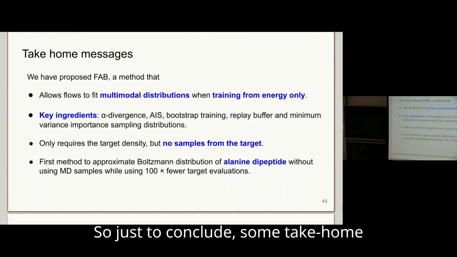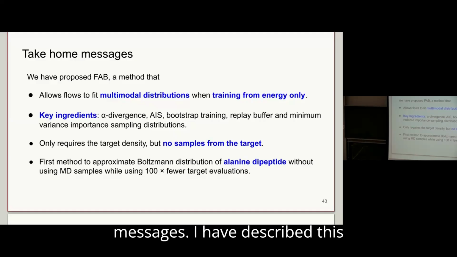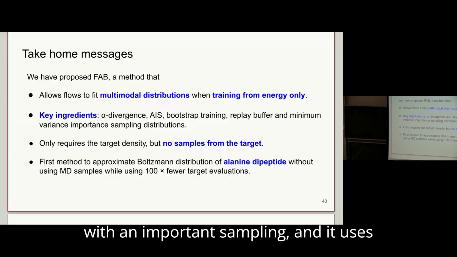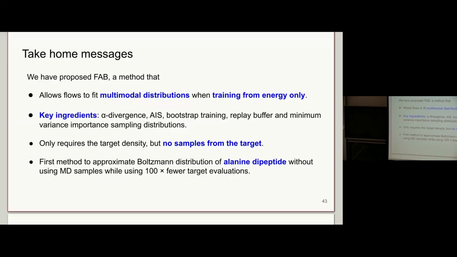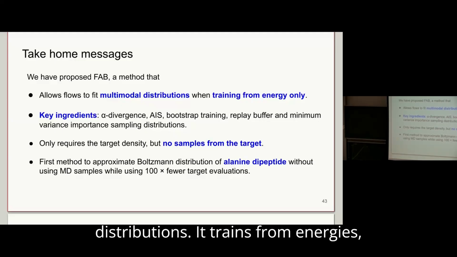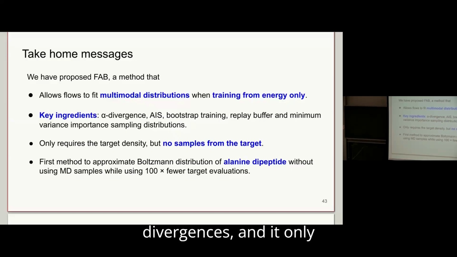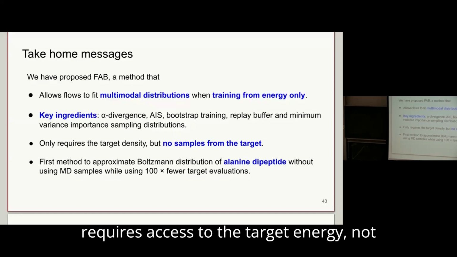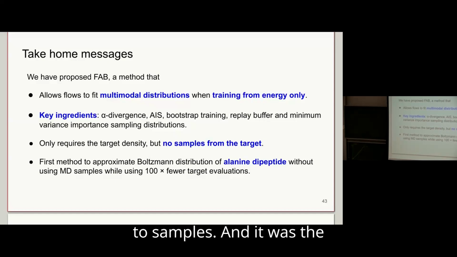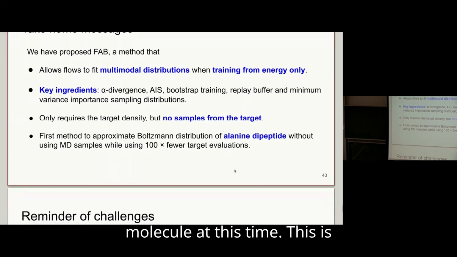So just to conclude, some take-home messages. I have described this method. It's called flow annealed importance sampling bootstrap. It combines normalizing flows with annealed importance sampling, and it uses this replay buffer. It can sample from multimodal distributions. It trains from energies, not from data. It minimizes alpha divergences. And it only requires access to the target energy, not to samples. And it was the state of the art for fitting this molecule at this time.